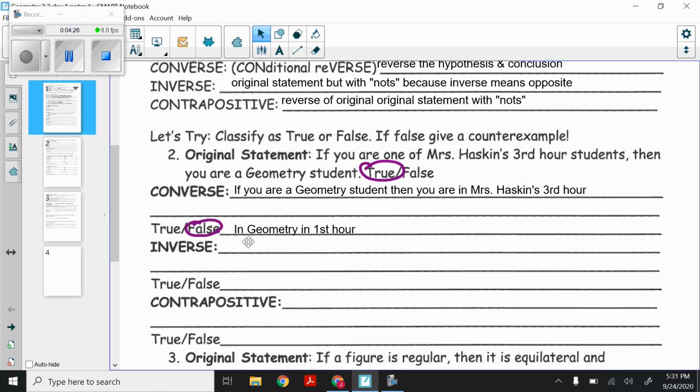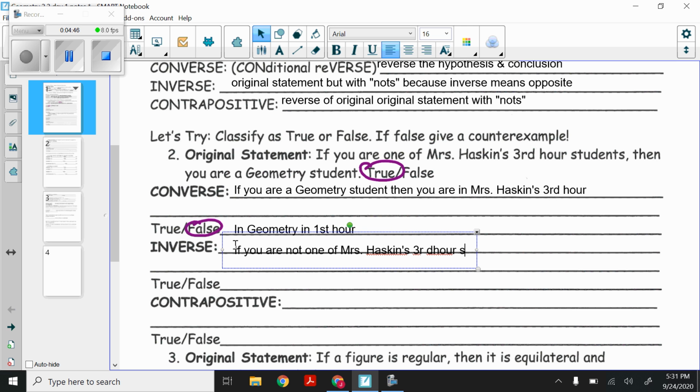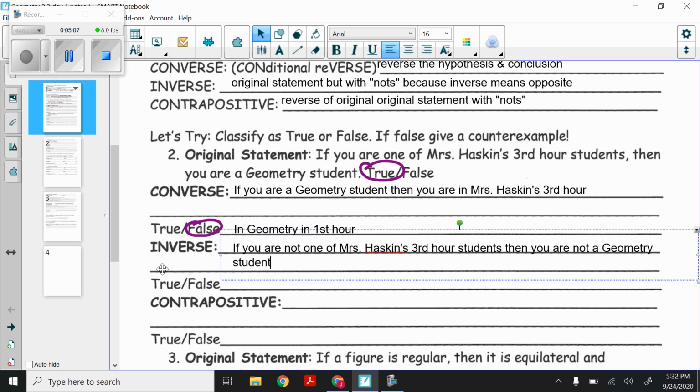So now we want to do the inverse. The inverse is the original statement, but with nots. So the original statement said, if you are one of Ms. Haskins' third hour students. So the inverse is going to say, if you are not one of Ms. Haskins' third hour students, then you are not a geometry student. So there's our inverse.